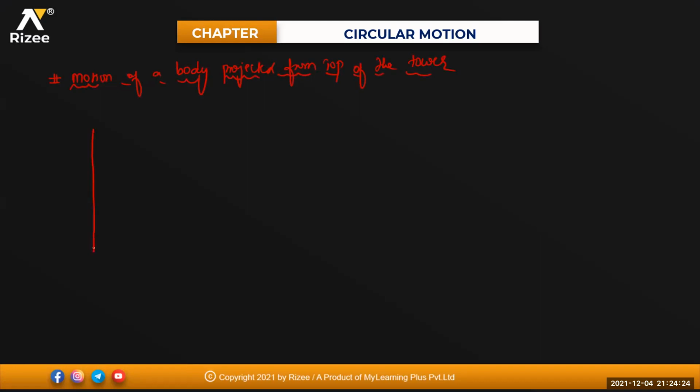I say this is your tower. This is your ground. From this one, a body is being projected somewhere from here. It is projected in this direction with horizontal velocity u. I'm taking this direction as positive x, and the downward direction as positive y. This is your origin. The height of the tower is, say for example, h.